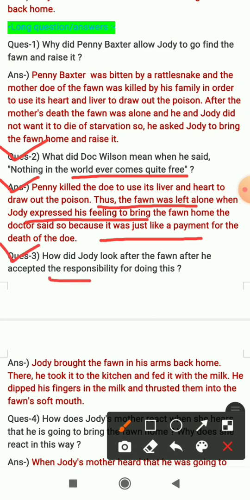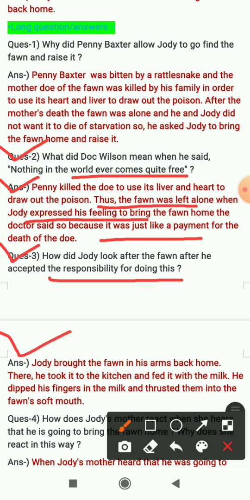How did Jody look after the fawn after he accepted the responsibility for doing this? So Jody had accepted that he would take care of the fawn, and how did he look after the fawn and what has he done? Let's see the answer.